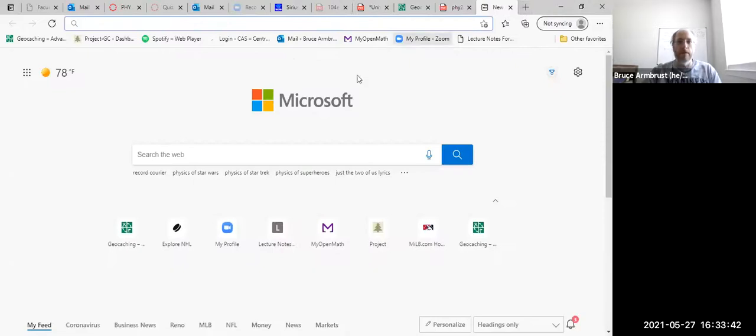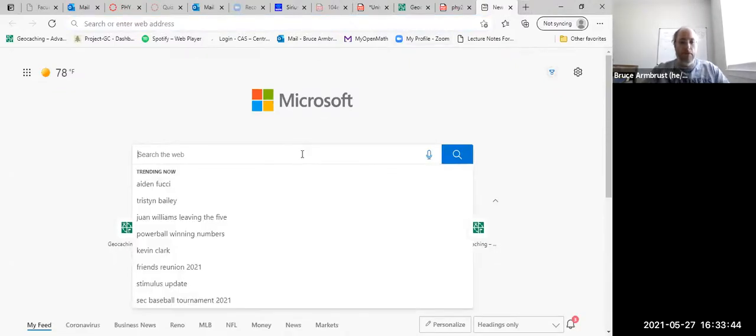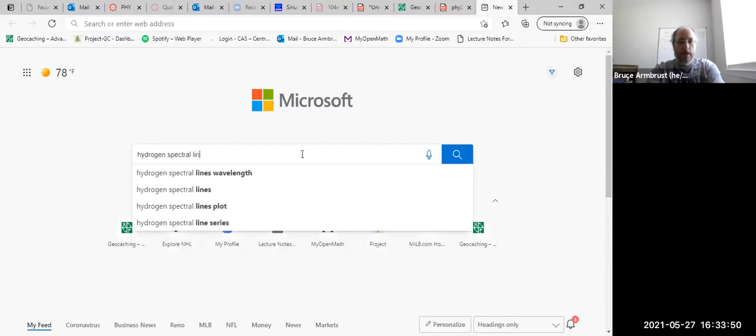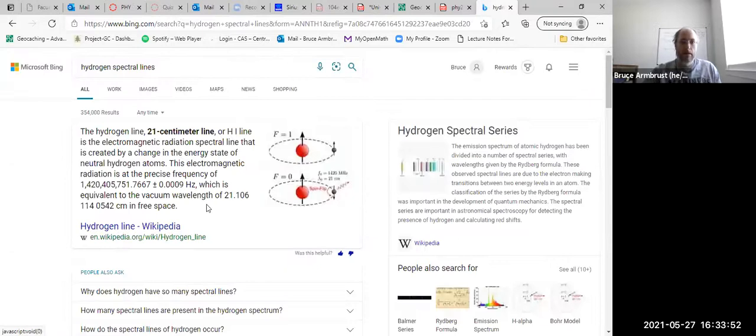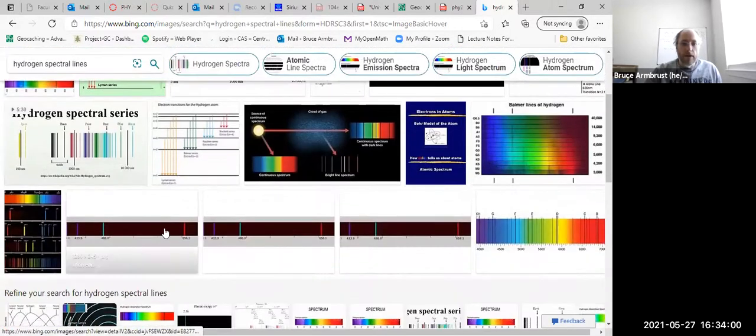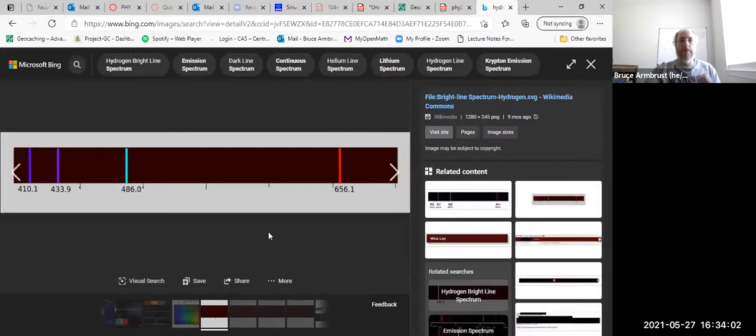I'll just pull one up here real quick. Hydrogen spectral lines. And let's do an image. There we go. That's what I want to see. All right, so those are the 4 lines you were talking about, Bradley, right?